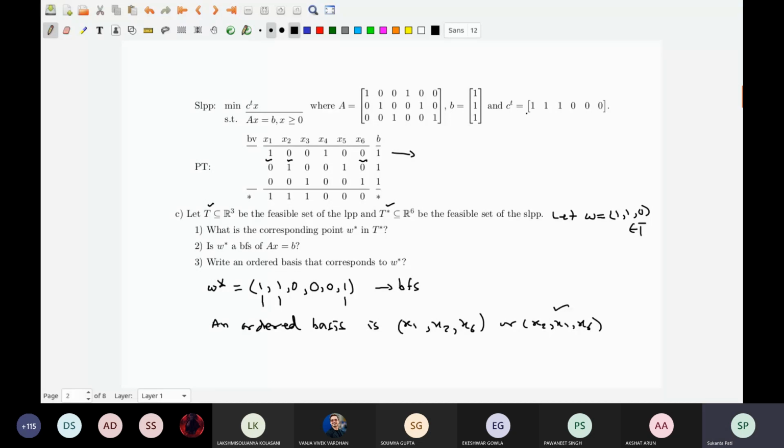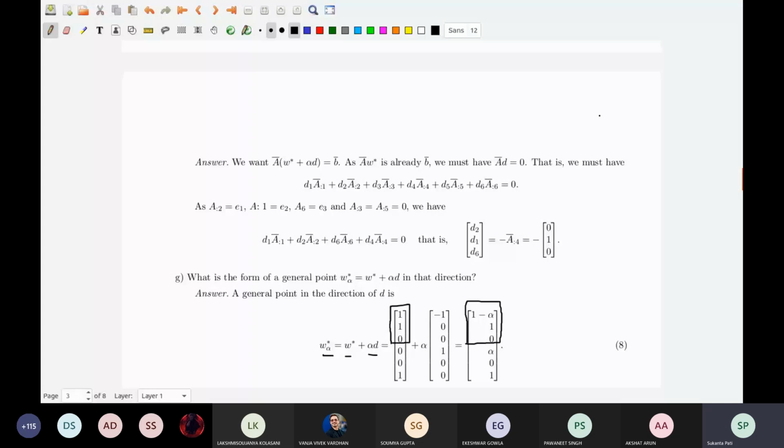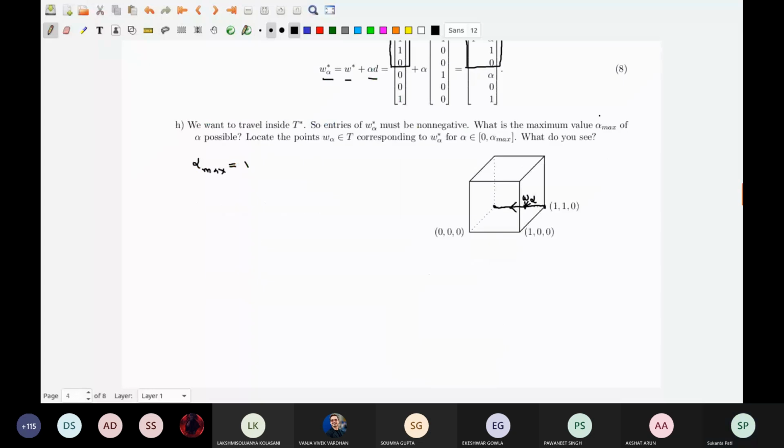Okay, so I will go back. Remember these points.